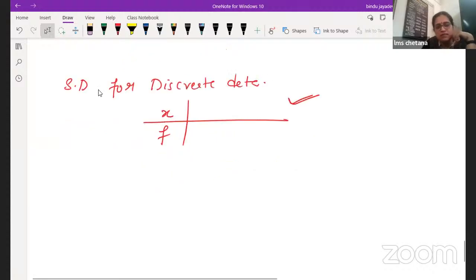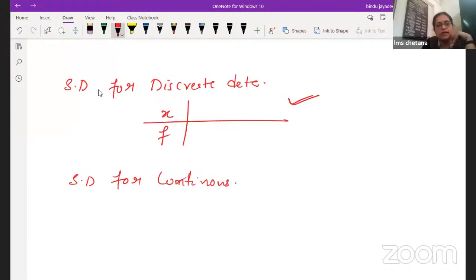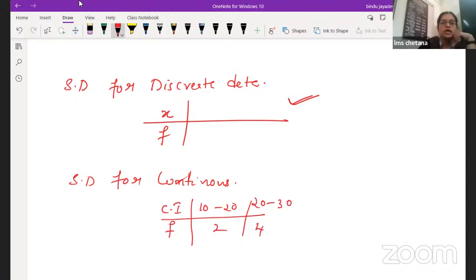But now please listen. Suppose standard deviation for continuous data. I'm not doing that one now, but I'll tell you how to do it. For continuous data, what is the difference? In continuous data, the question is given as class interval and frequency. It will not give X directly. That means class interval means 10 to 20, 20 to 30, like this, and F information is given like this. Now, how to solve for standard deviation for continuous data? The formula and everything is the same, but only one difference will come.